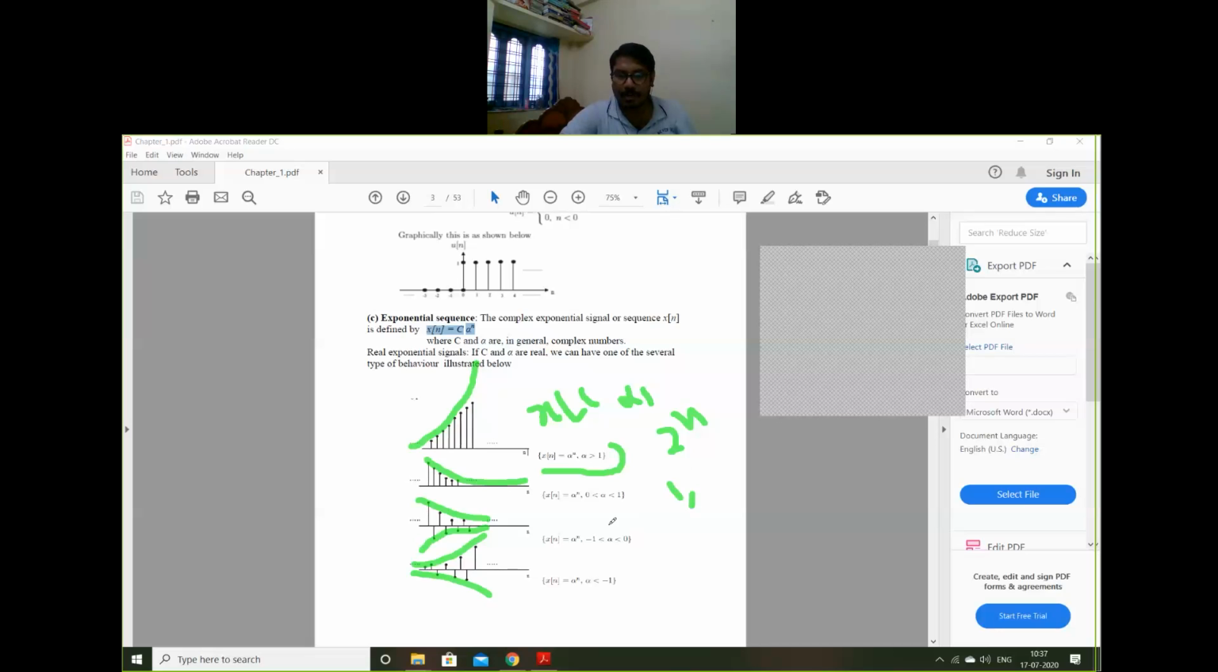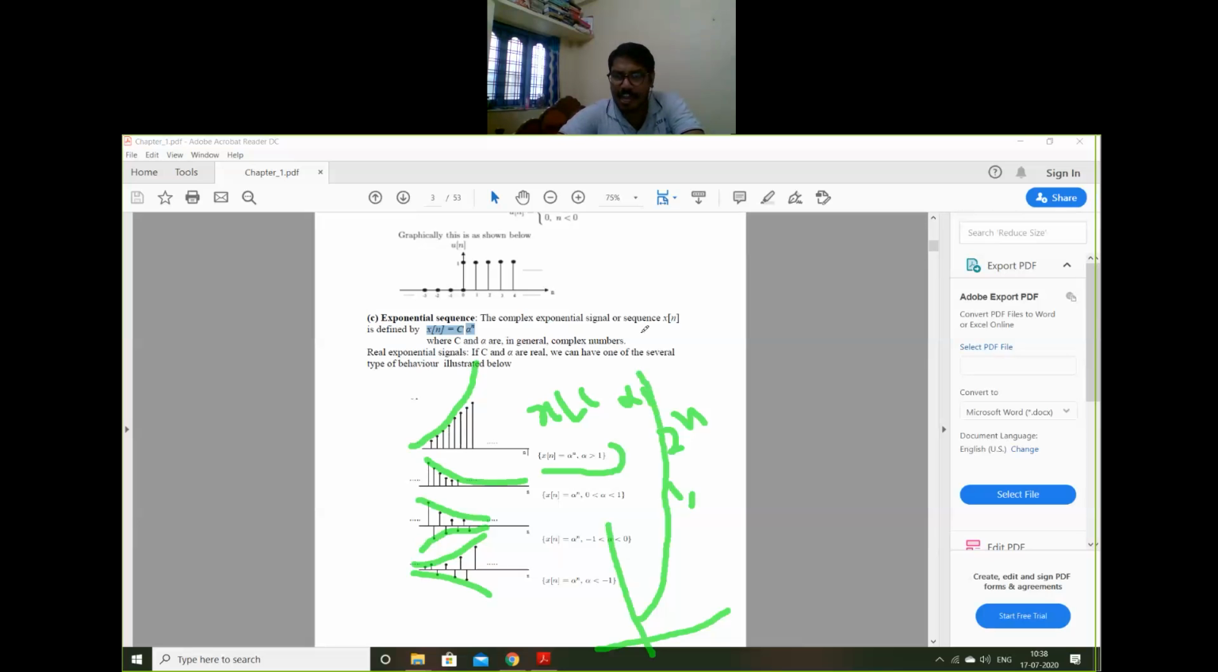At 0 it is 1. Then at 1 it is 2. At 2 it is 4. At 4 it is 2 power 4, which means 16. Then 32. Then 64. So how is this shape? This green shape, how is this shape? It looks beautiful, this blue color.